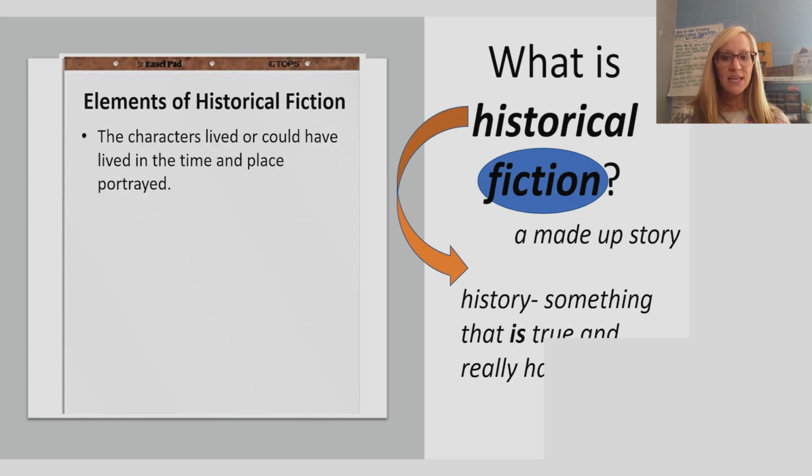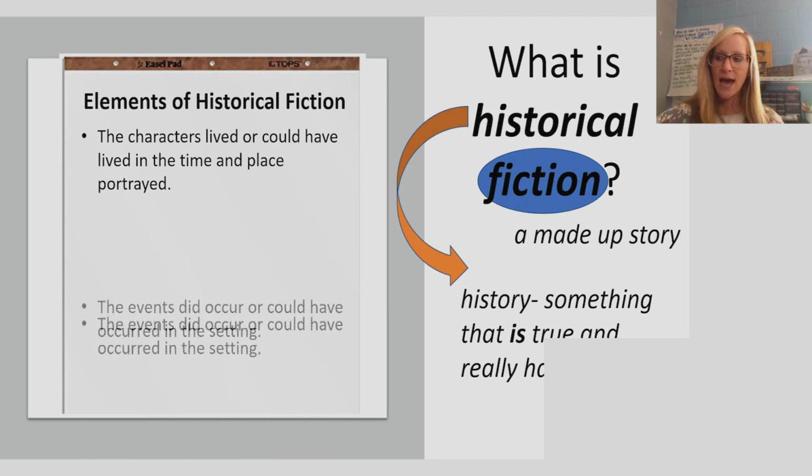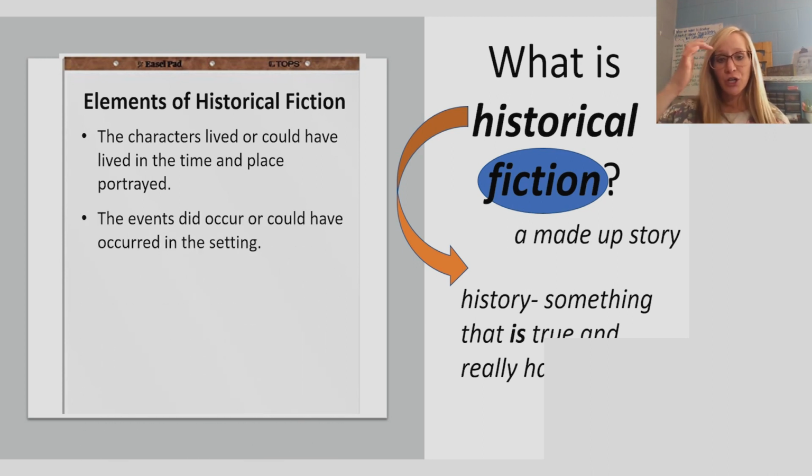One being the characters lived or could have lived in the time and place portrayed. So we're not likely to see an alien drop in World War II or anything like that. The events did occur or could have occurred in this setting. It's important that the author includes events that make sense during the historical time period.